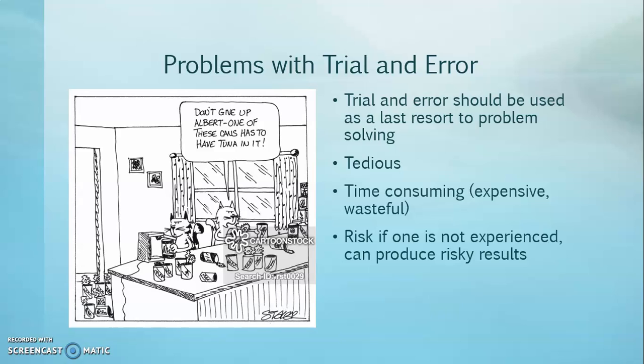This cartoon was in the book, and I thought it was a funny and very accurate example of trial and error. So these cats are trying to find the cans with tuna, but they can't read, so they're just opening all of the cans. So this is a good example as it shows how tedious this is. They have spent all this time opening these cans. It is time consuming. Not only is it taking a lot of time, but they're wasting these cans, which is expensive, and it's a risky result.